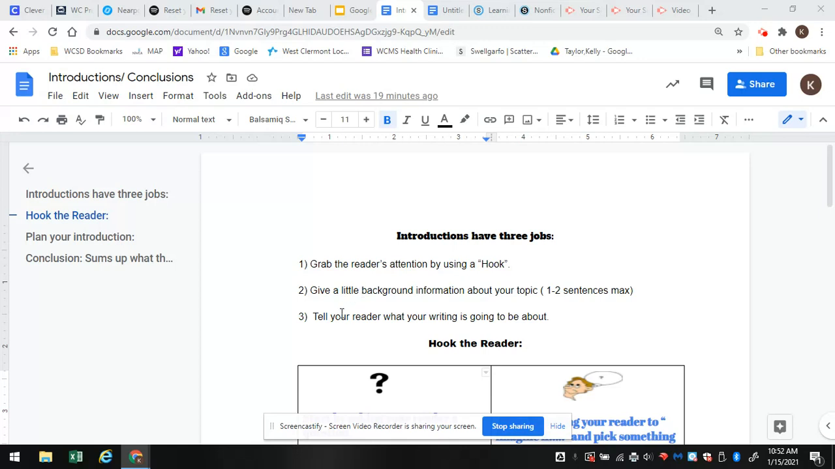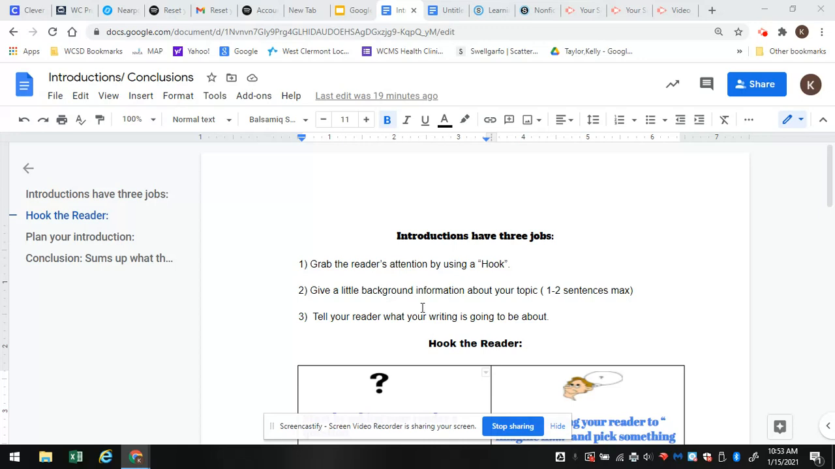And then the third thing is for you to tell your reader what your writing is going to be about. As you get a little older and more sophisticated in your writing, if it's an argument, we might call that your claim, or in other types of informational writing, we would call that your thesis statement. So let's go back and talk about how you can hook your reader. There's lots of ways, and if you pick up any magazine or any book and read the first paragraph, you'll see lots of different ways that writers try to do this.